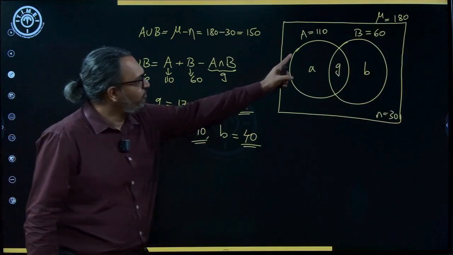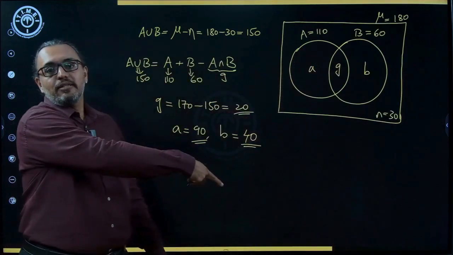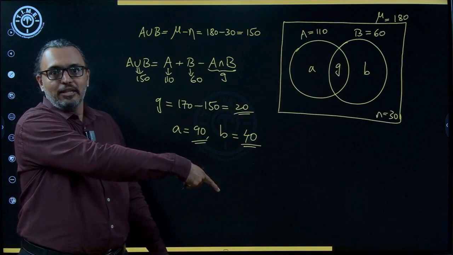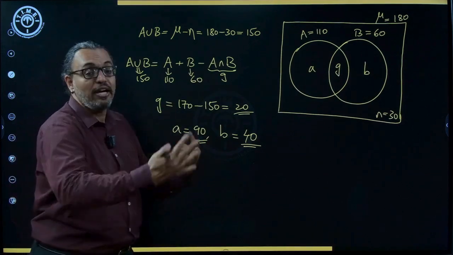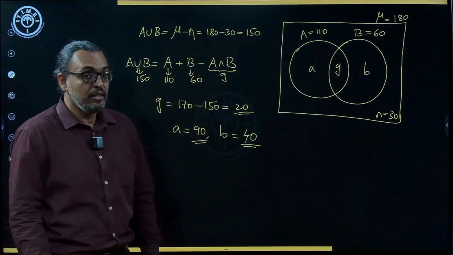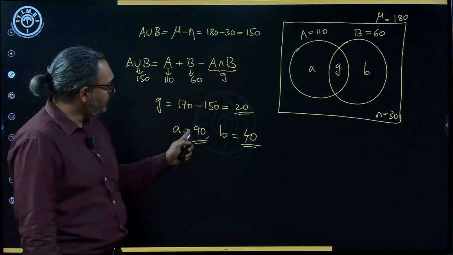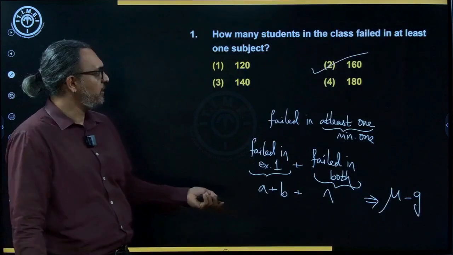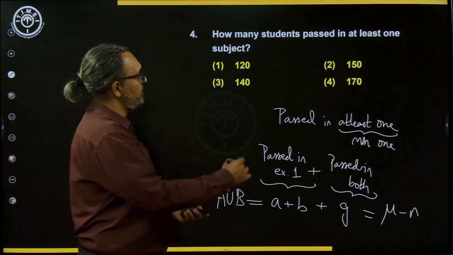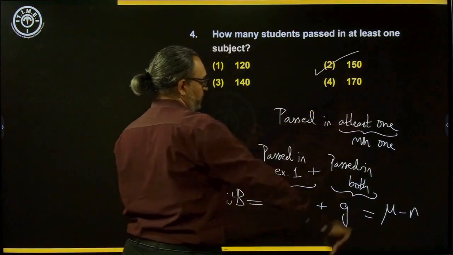So you already have mu value, n value. Directly you will get the answer there. Understanding the point? So you just need to know what region it represents, so that you can find alternate ways to get an answer. So it is mu minus n, 150. By adding these three also, see, 90, 40, 20, 150. Both are same. Correct? So the answer to this is 150. Choice 2.